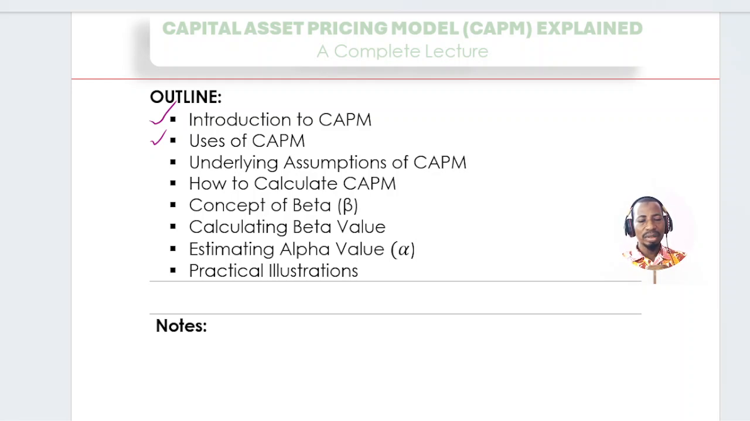Then let's talk about the underlying assumptions of the capital asset pricing model. There are about 7 assumptions of the capital asset pricing model. First one is that investors are risk averse, utility maximizing, and rational individuals. A risk averse investor is the one that does not like risk. Despite the fact that a rational investor does not like risk, they still want to maximize their utility, their satisfaction.